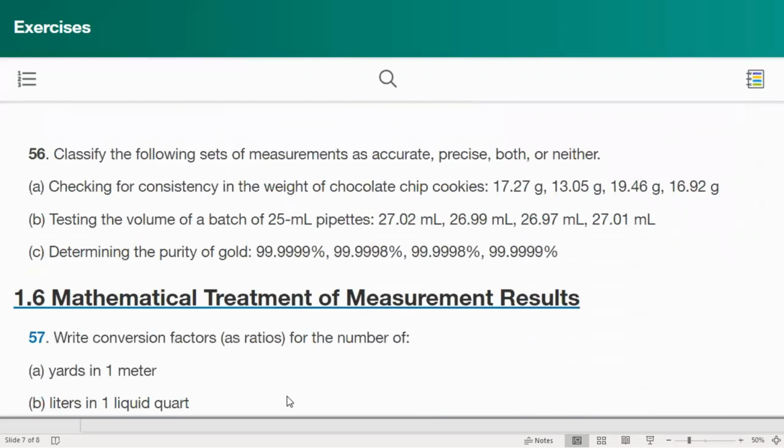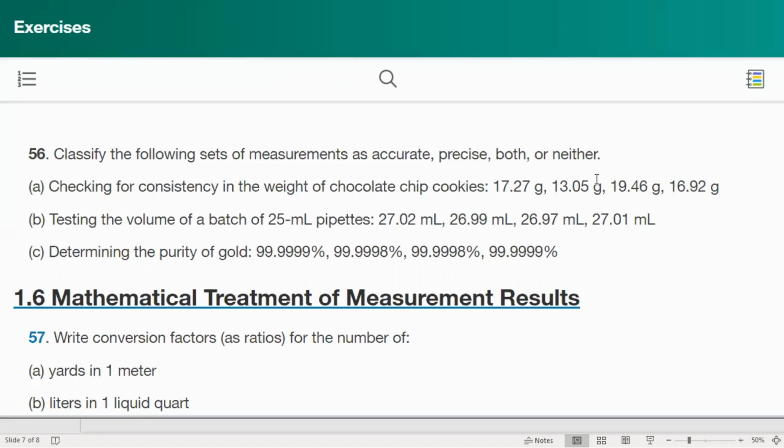Finally, we get to the last question. Classify the following sets of measurements as accurate, precise, both, or neither. Checking for consistency in the weight of chocolate chip cookies.